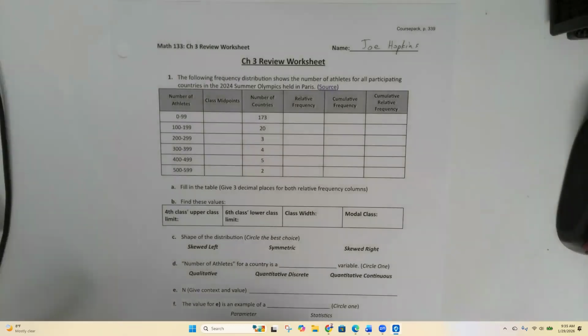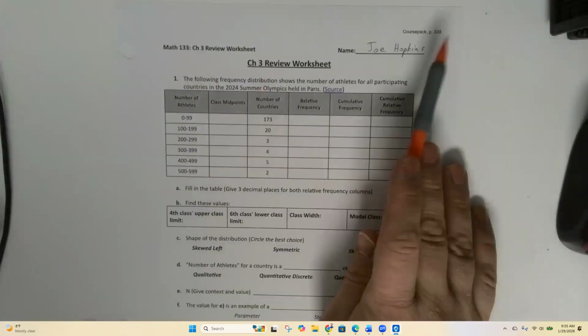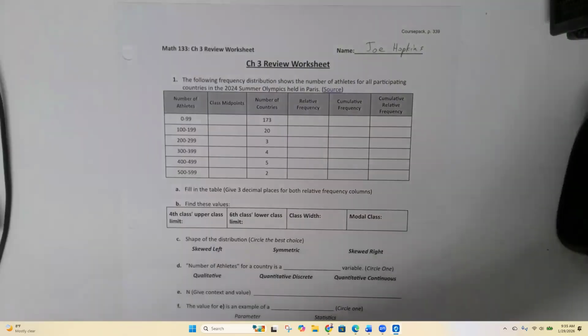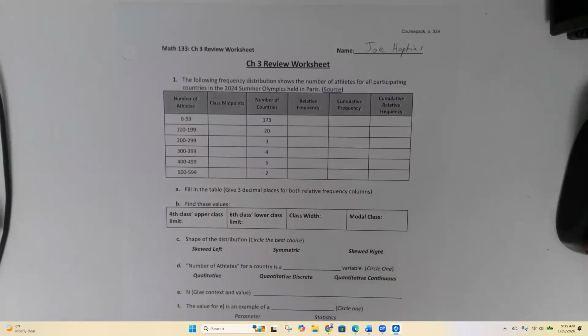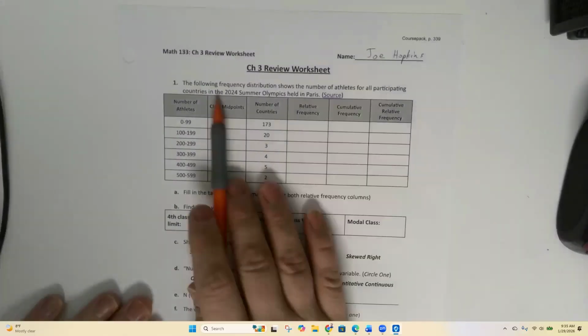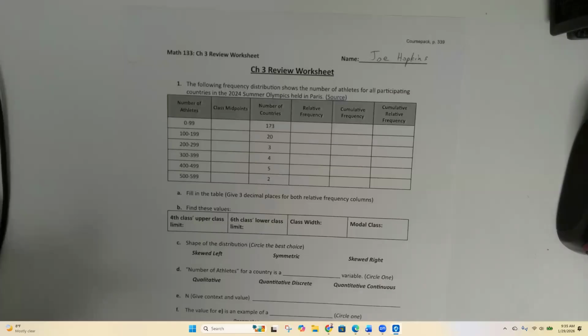So today, the Chapter 3 review worksheet is on page 339, and it goes for 4 pages until it gets to page 342. Okay. But at the top of page 339, the following frequency distribution shows the number of athletes for all participating countries in the 2024 Summer Olympics held in Paris.